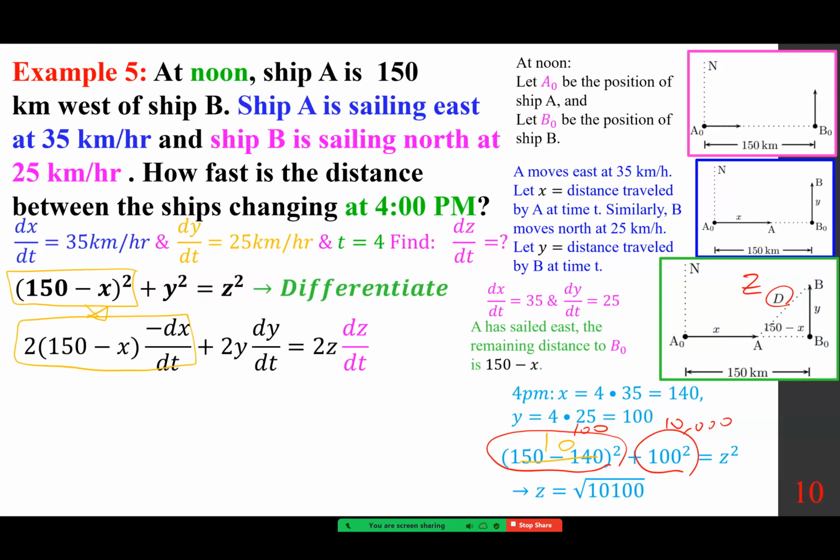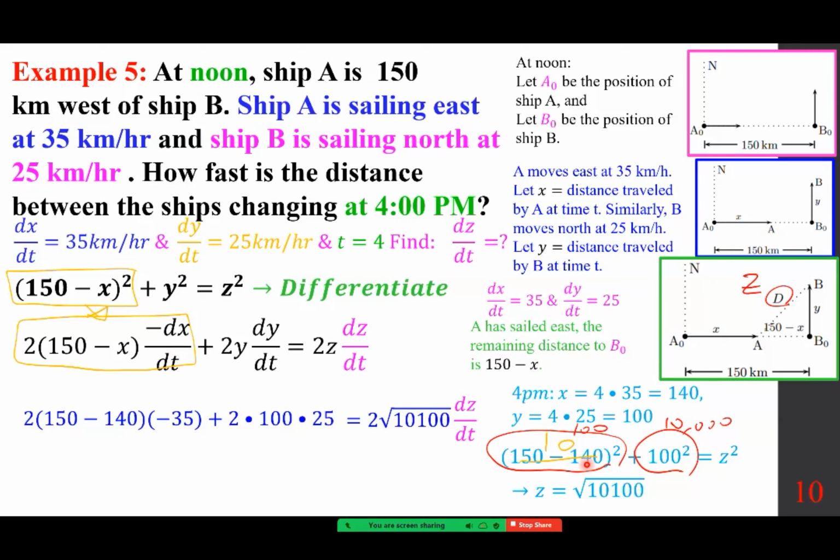So we are going to replace everything that we have. That's the left side. 2 times (150 minus 140) times minus dx/dt, which is minus 35, plus 2 times 100, because y is 100, and the dy/dt is 25. The right side is 2 times this number times dz/dt. And all you have to do is simplify the left side and divide by 2 times square root of 10,100. You have the answer.